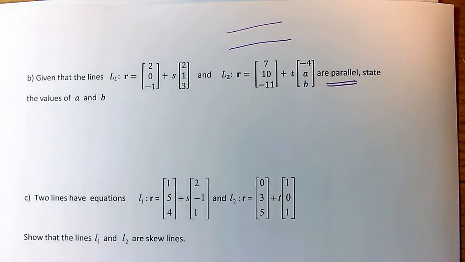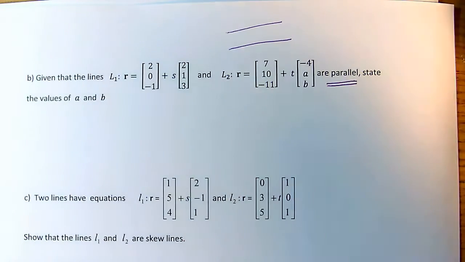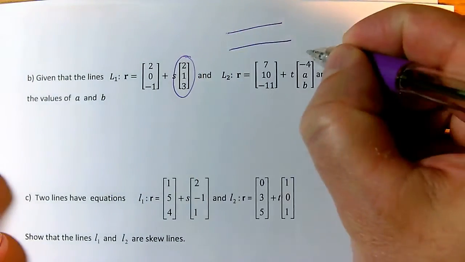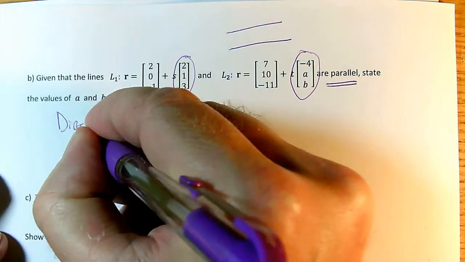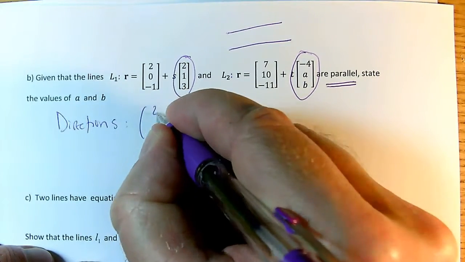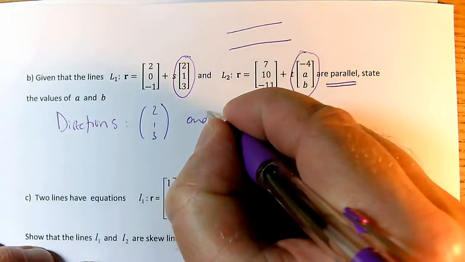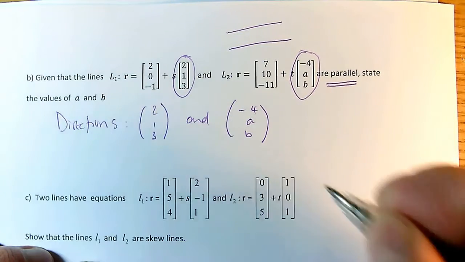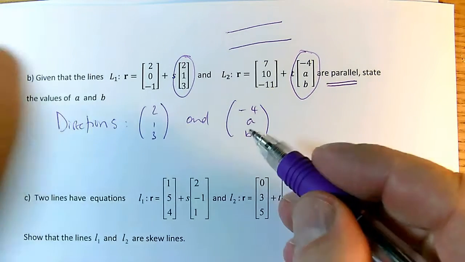Okay. How do I find out whether lines are parallel? Well, this is just to do with effectively the angle between the lines or the directions of the lines. So as with the angle between lines, all I need to do is look at these directions. So my directions, I need one column vector for each line. So the directions of the lines are 2, 1, 3 for the first line, and the second one is -4, A, B. And I'm told that these lines are parallel. And I've got to say what A and B have got to be.